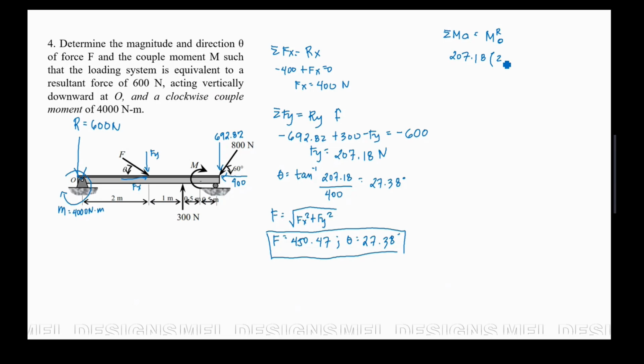Moment arm is 2 meters. Okay? Next, yung 300 minus 300. The moment arm is 3 meters. And then this one. We have plus 692.82. Moment arm is 4 meters. And then, this one. Yung moment na to. So, in-assume dito na it has a clockwise. So, lagyan na rin natin ng clockwise. So, positive M. Since ganyan yung nasa drawing.